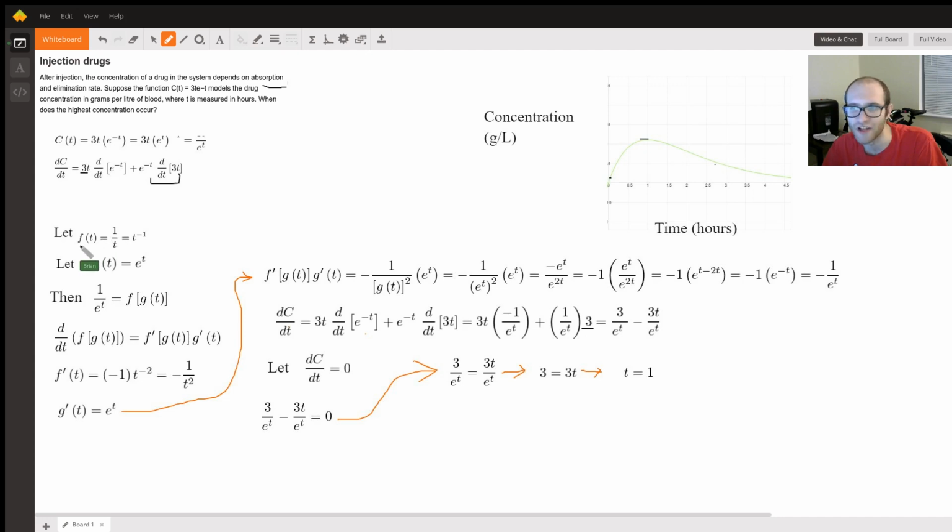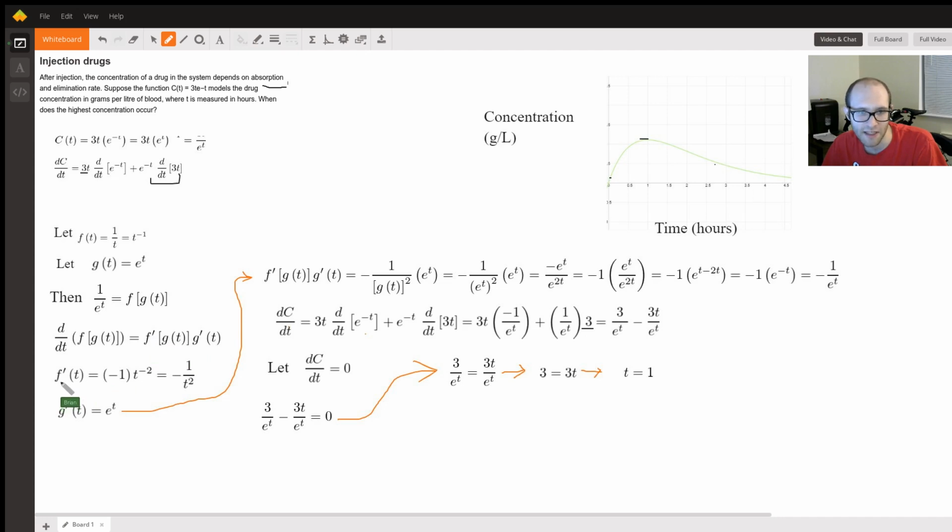So, if I define a function f of t as 1 over t, or t to the negative 1, and a function g of t as e to the t, I could say that 1 over e to the t is f of g of t. I have g of t, which is e to the t. And now I'm going to plug that into f of t. I get 1 over e to the t. So for a function that could be defined as f of g of t, the derivative of that function is f prime g of t times g prime t.